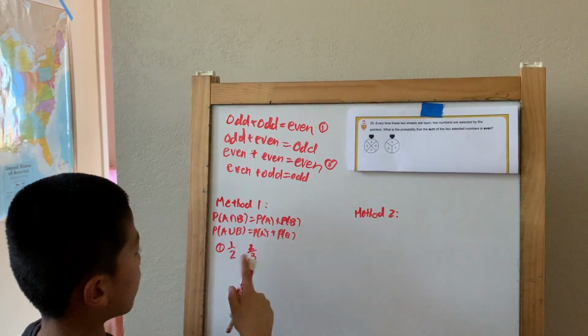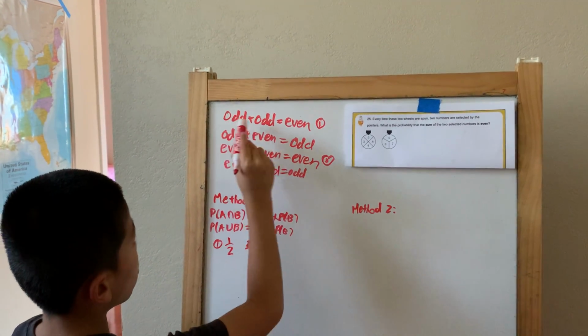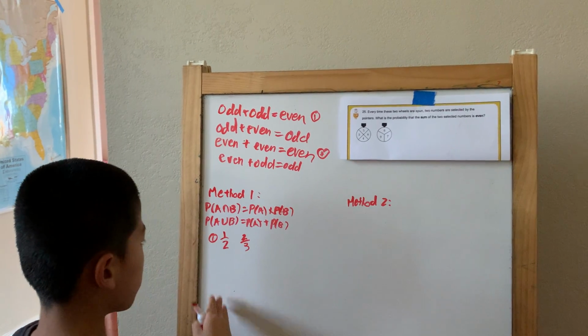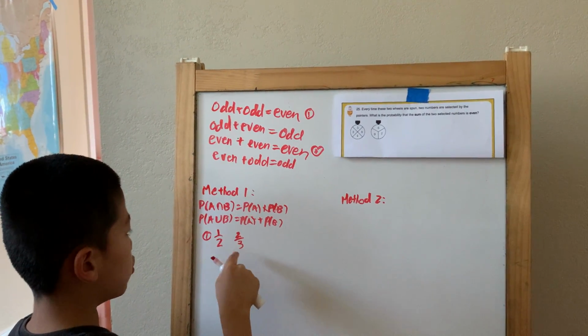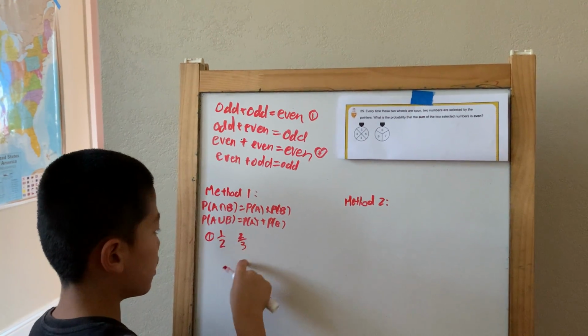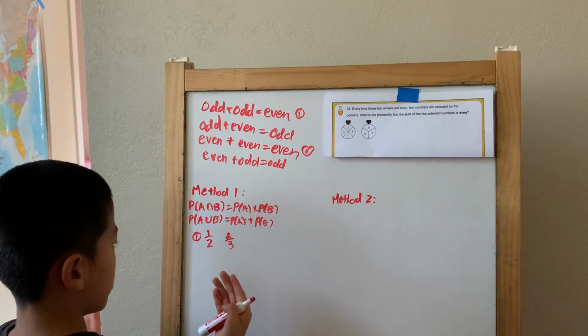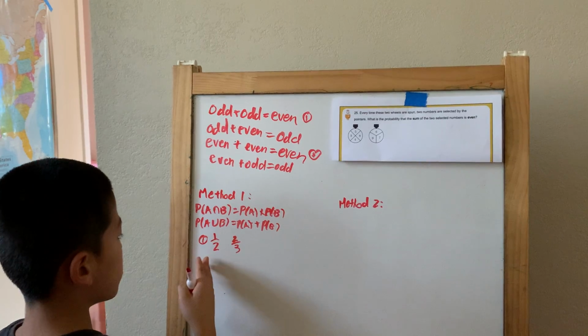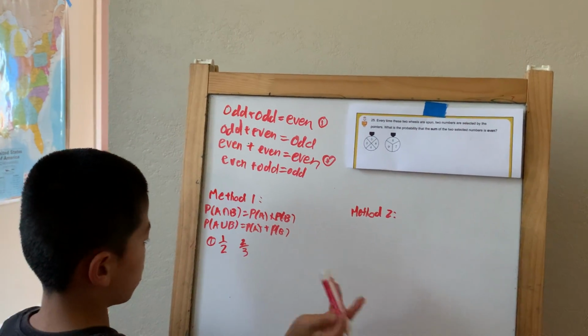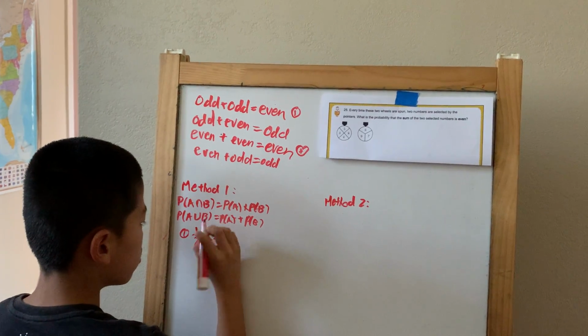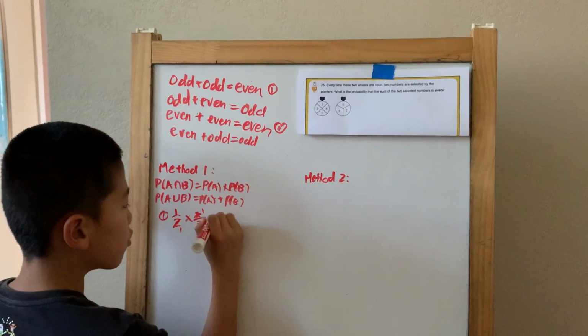And we see here that we need an odd number, so this is the probability of event A, and we need the probability of event B, where we have to get an odd number as well. So we have the probability of event A and B, so we see that the sign is multiplication. When we multiply, we get 1/3.